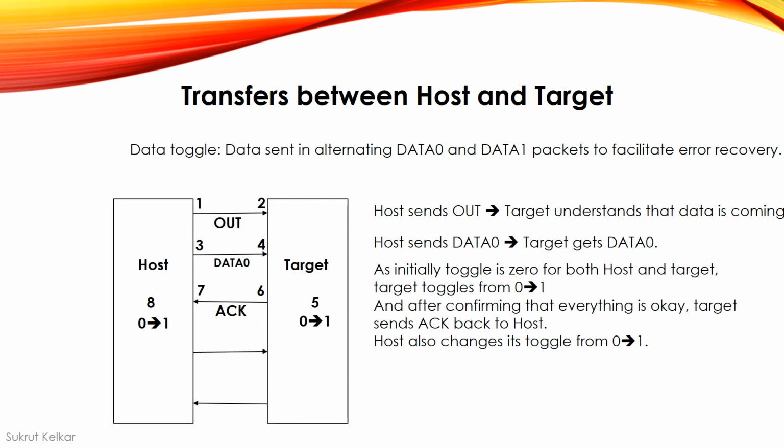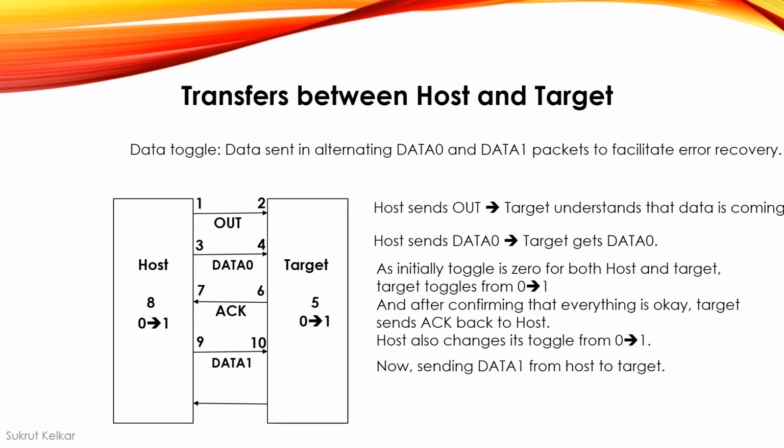As initially the toggle bit in target and host is 0, after receiving the data 0 packet, the target toggles its bit from 0 to 1, and after confirming that all the error checking and everything is okay, the target sends an acknowledgement back to the host. The host then changes its toggle bit from 0 to 1.